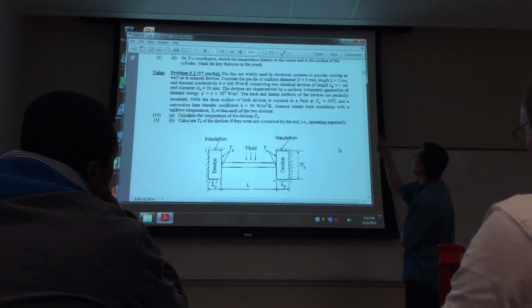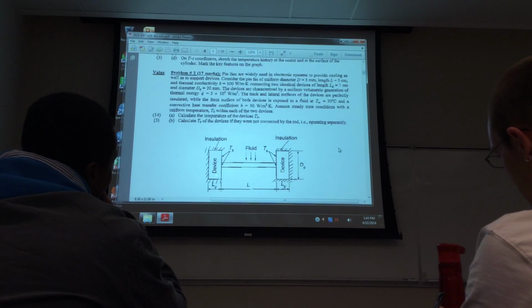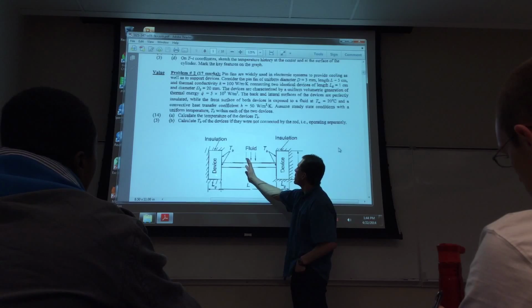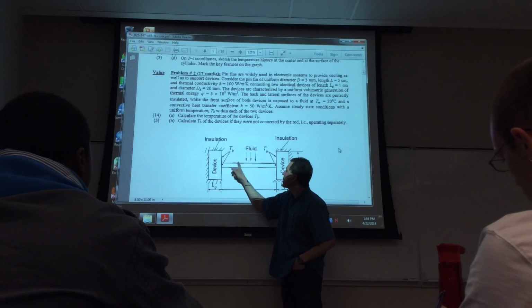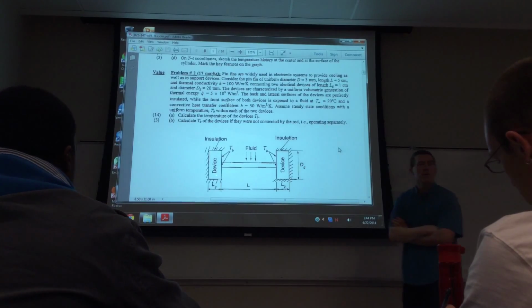You see the words "two identical devices." What is that telling you? There's symmetry, right? So what are you going to do with the fin? You're going to use the insulated tip version. So you would treat this as a fin, and you would say there's symmetry here, so it's insulated right here, so you treat only one side, and it's the insulated tip case of the fin.